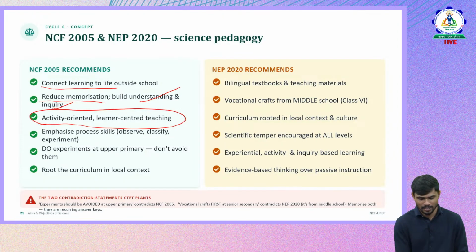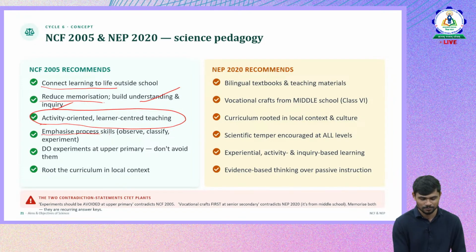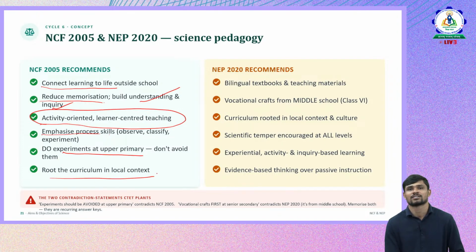2005. Then emphasis on process skills: observing, classifying, experimenting, okay, the methods and process skills that are required in knowledge generation in science. Then doing experiments at upper primary level. Then a curriculum which is related to the local context. So these are very important, and these are the major recommendations towards science education. So NEP 2020 recommendations are also there. They are a little general, but let us just see them also.